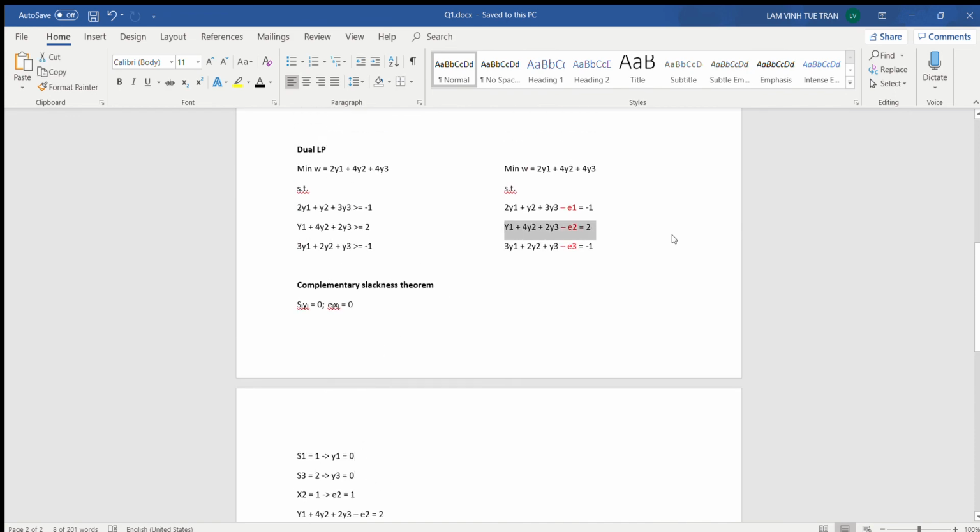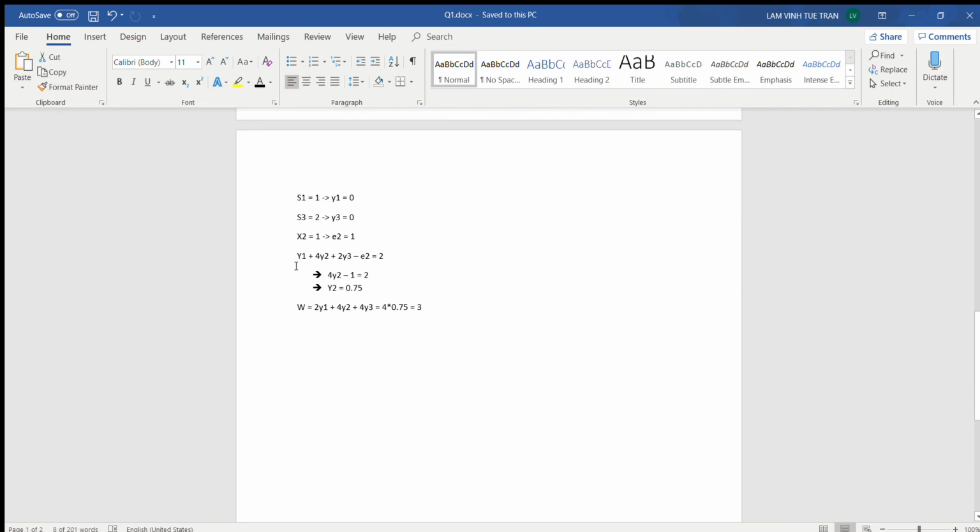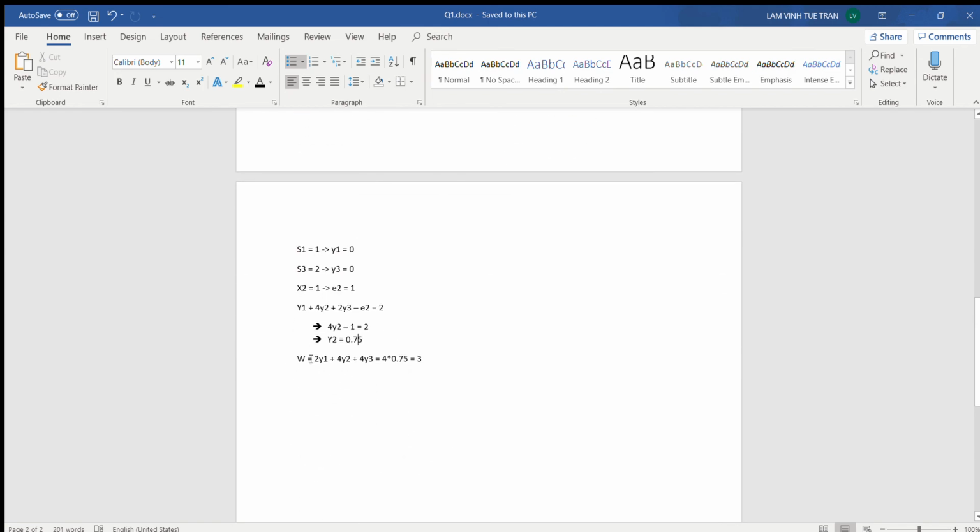We choose this second constraint, and we plug in y1, y3, and e2, and so we have y2 equals 0.75, and we solve w by plugging in y1, y2, and y3. We have w equals 3, and that's it.